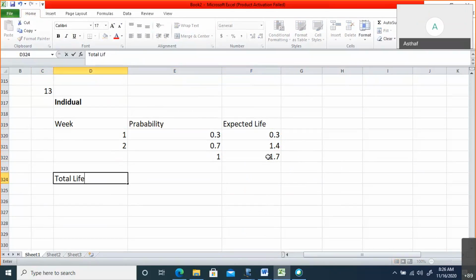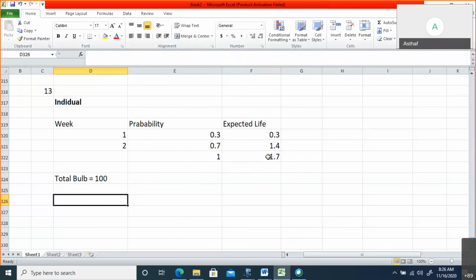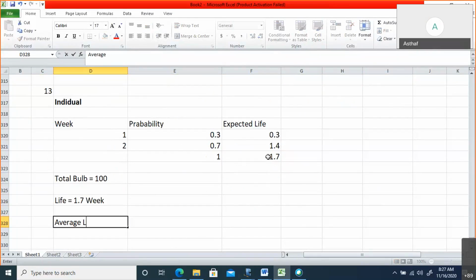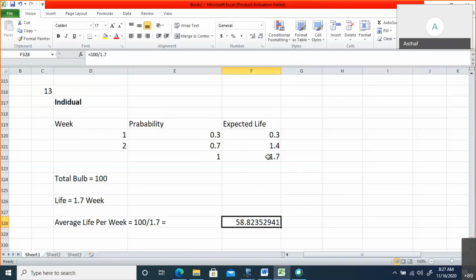So total life, is, we can make it into 15.